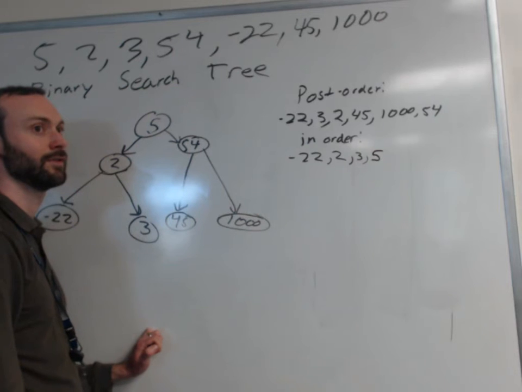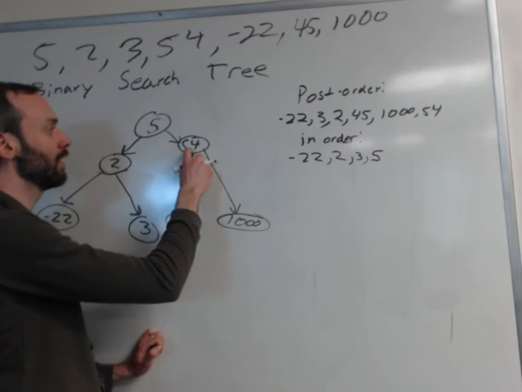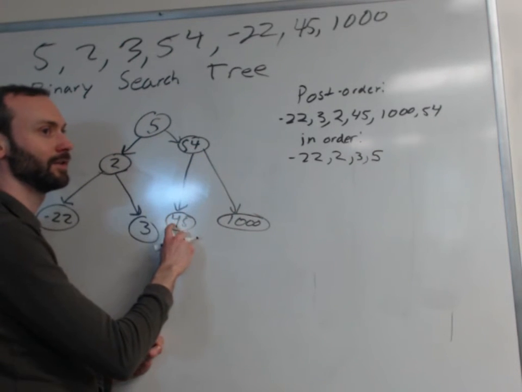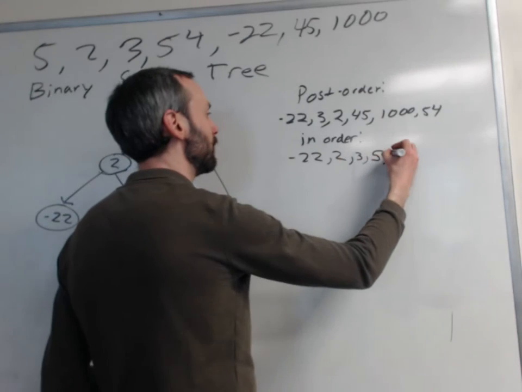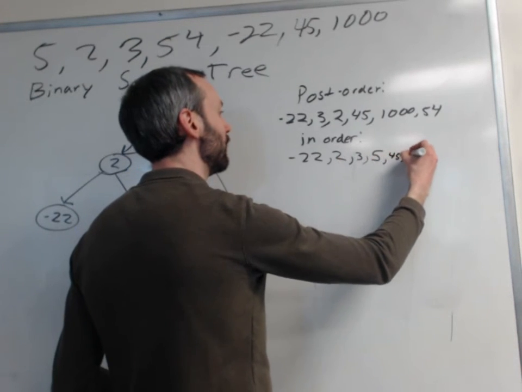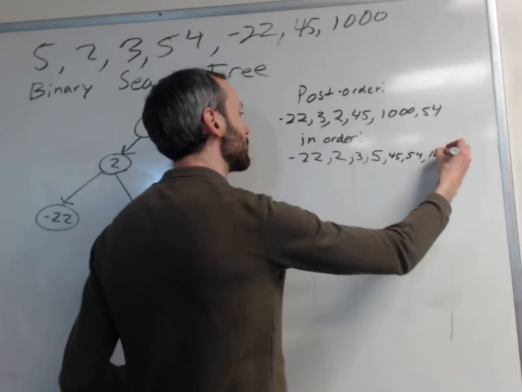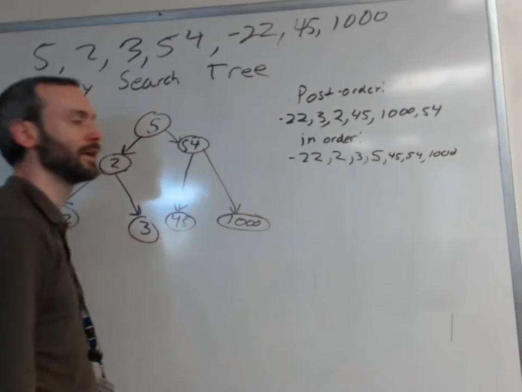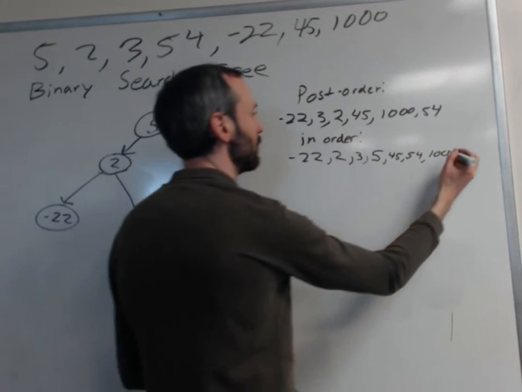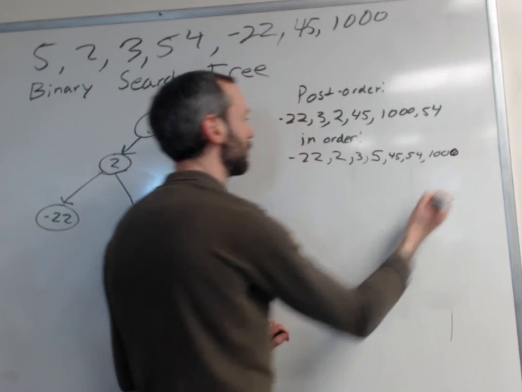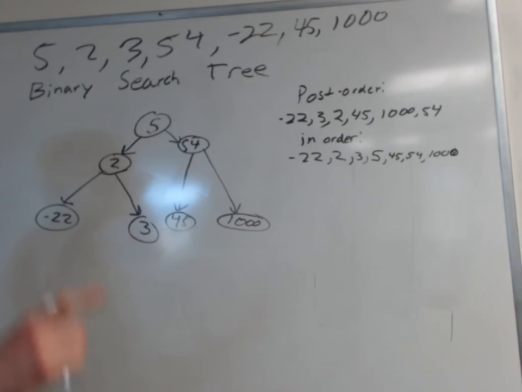What's the next number? Now you go to 54, and then you need to go to the left child. 45, and then what's next? 54, 1,000. Look, hence why it's called in order. All right, so if you want to print descending, you start on the right and just do the opposite. See if it goes to the right child first. Yeah, so if you want to do descending, you do it that way.